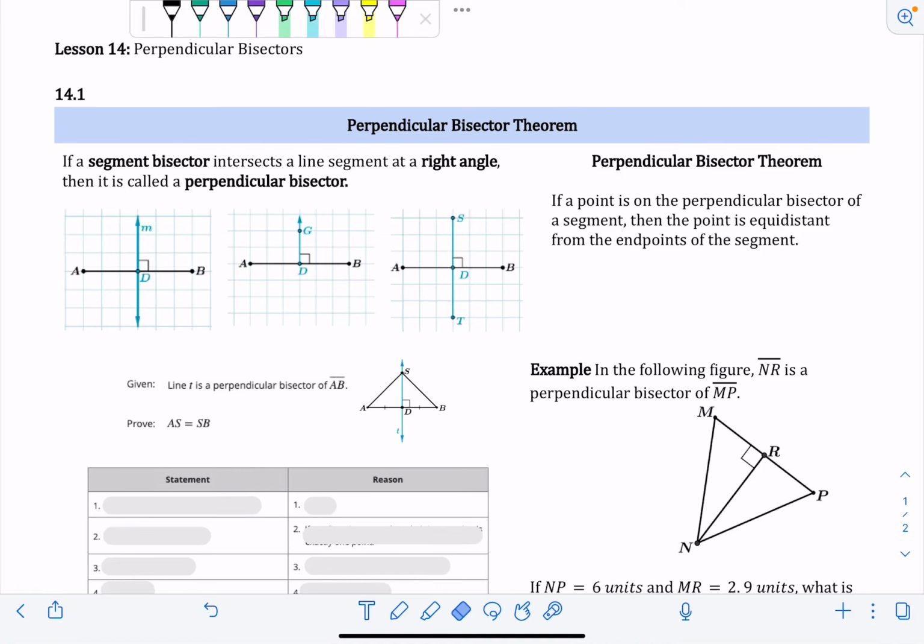SN14 is about perpendicular bisectors. 14.1 introduces the perpendicular bisector theorem, and then 14.2 will be the converse of that theorem.